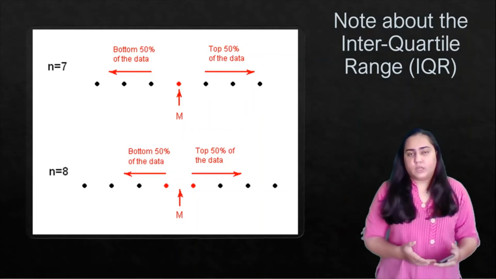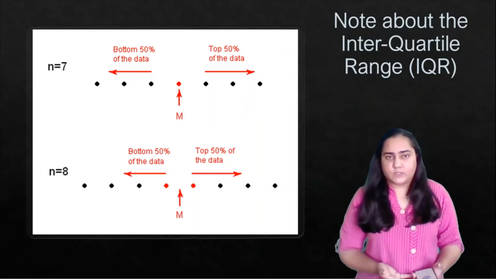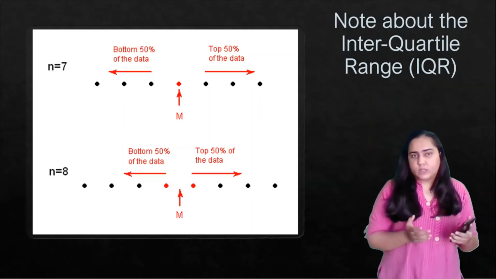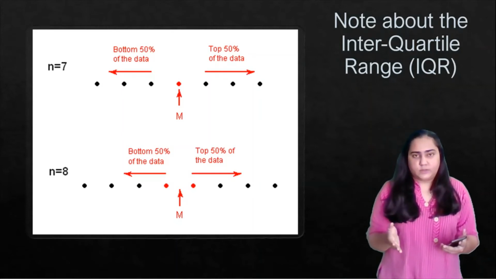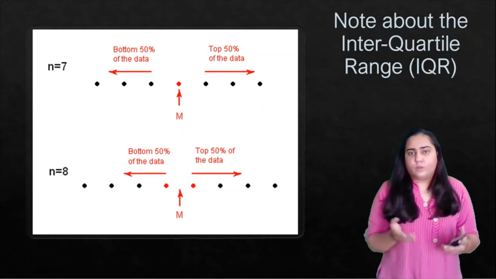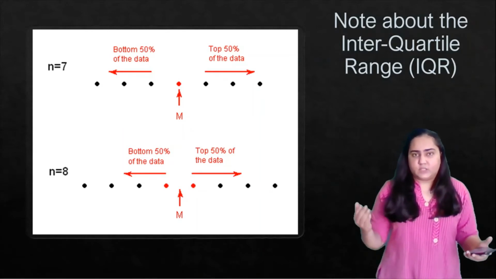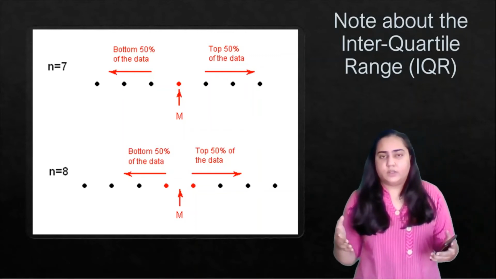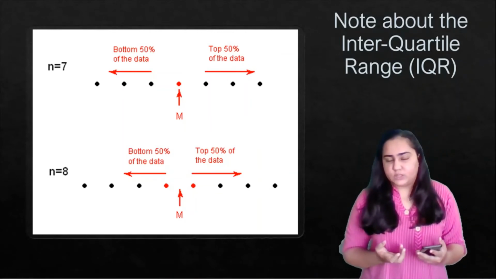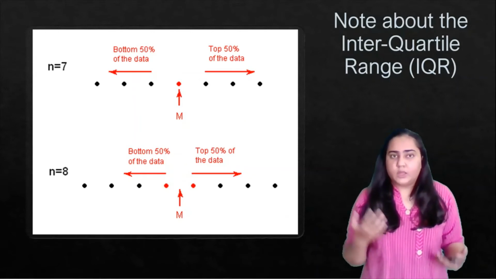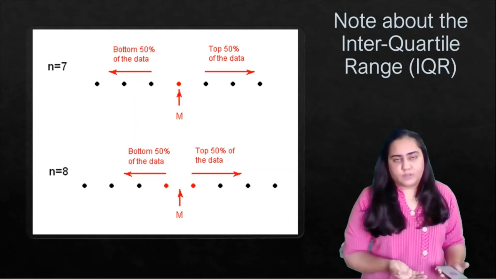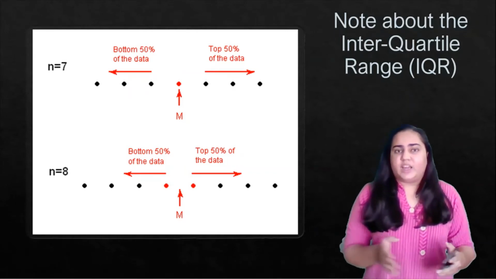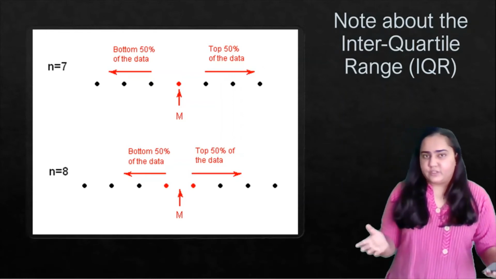But when you have an even number of observations, we calculate the median, which lies between the fourth and fifth observations. In that case, when we divide our data into 50% and 50%, we will also consider the two values that we used to calculate the median. So remember that if there are odd observations, we don't consider the median in either of the two halves that we have created.